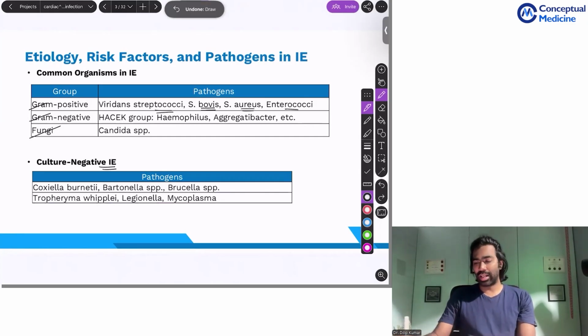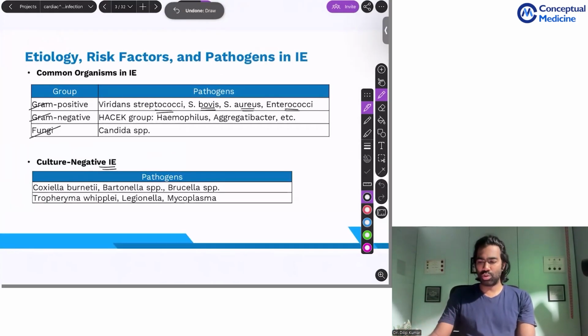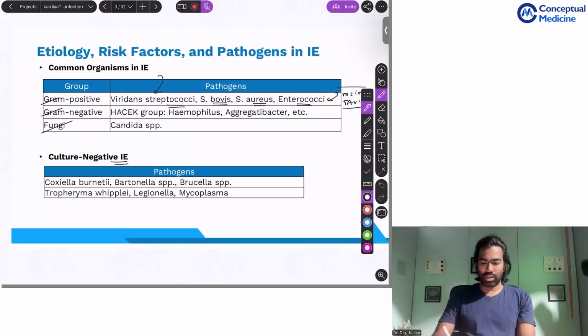Nowadays, we are recognizing Enterococci as a predominant pathogen, especially in those patients who are having TAVI-related endocarditis. So if they ask you what is the most common organism in TAVI, that is transcatheter aortic valve implantation, it's going to be enterococcal endocarditis. And Viridans group Streptococci is the most common cause in patients who are having community-acquired infective endocarditis.